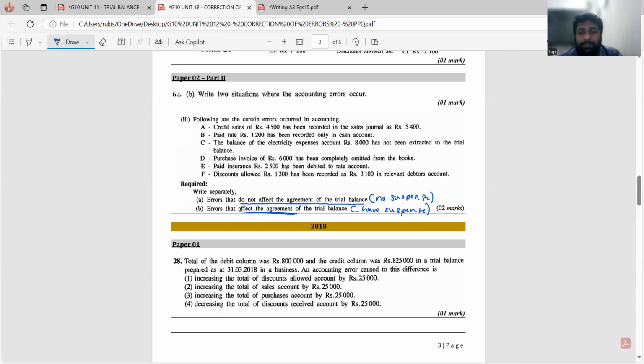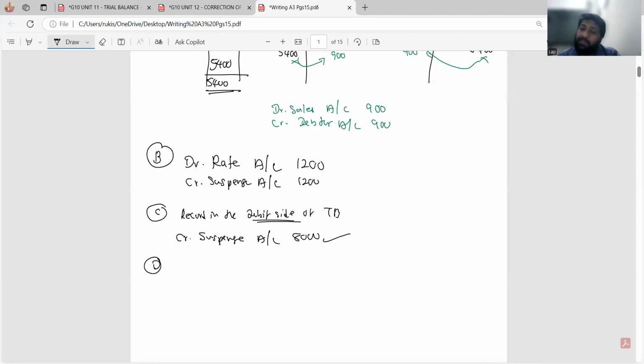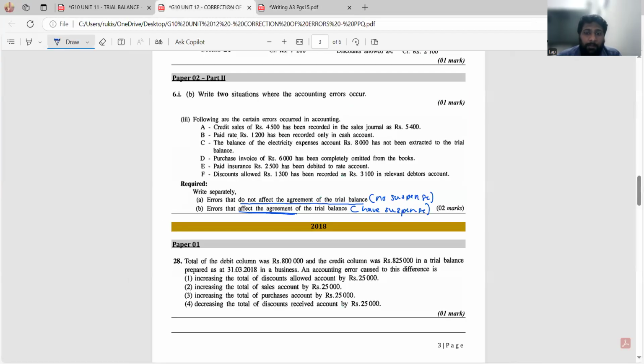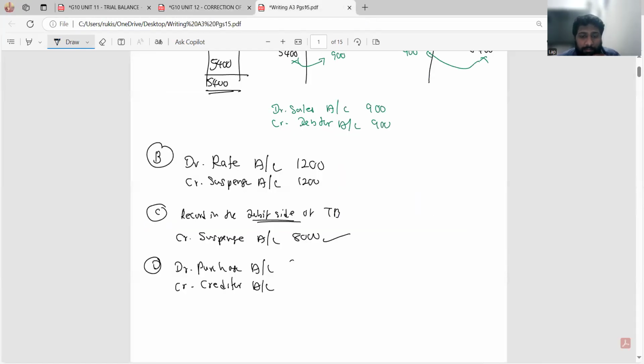Purchase invoice 6,000 has been completely omitted. Completely missed means simply recording it. Debit the purchase account. Credit the creditor account. What's the value? 6,000.